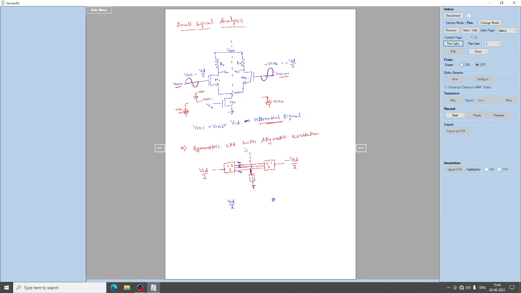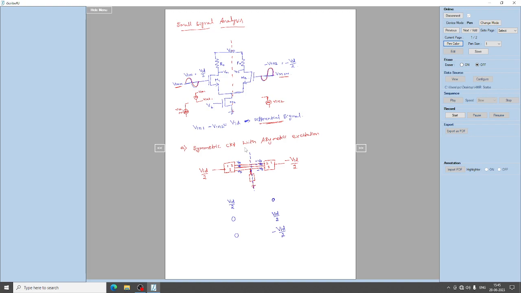So now for the second time you make the input of the left amplifier to be 0 and input for the second to be VID by 2. If the input for the second right side amplifier is also VID by 2, means what will be the output? Output will be obviously this also Vx, Vy and Vz, right? So if my input is minus VID by 2, the output will be minus Vx, minus Vy and minus Vz, right?